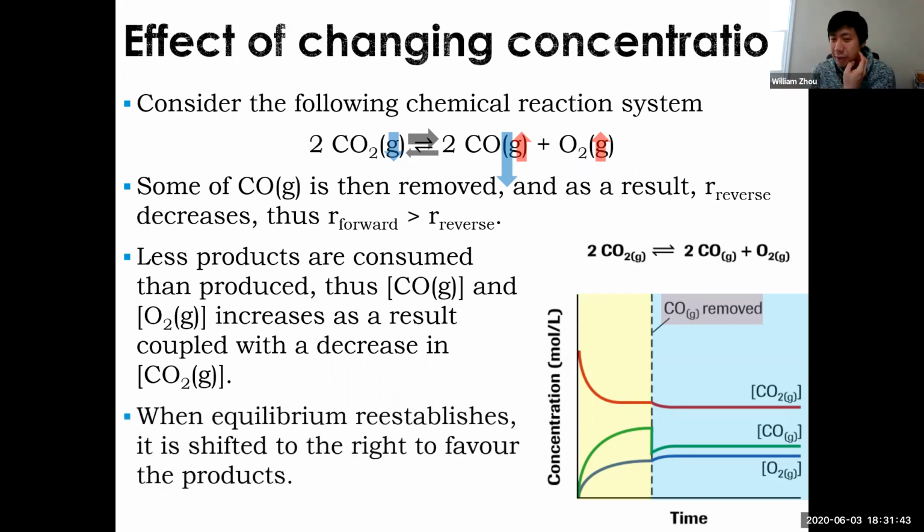So when you reach equilibrium again, the new equilibrium, we say that the equilibrium shifted to the right side to favor the product because now you're making more products. You see what I mean?